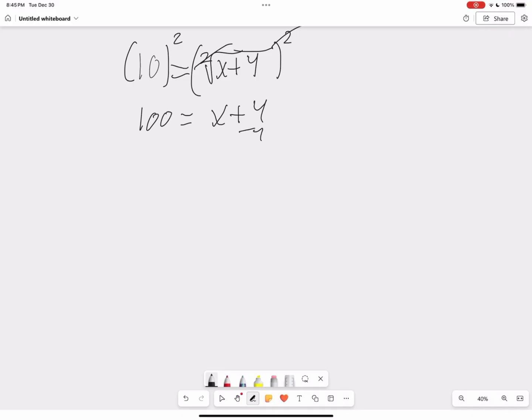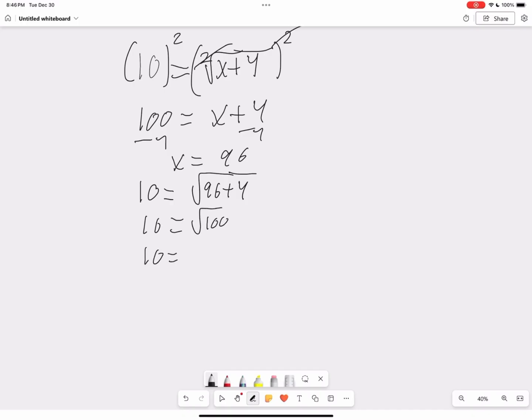If we have 10 equal to the square root of x plus 4, let's solve this by raising both sides to the 2. This cancels, so we get 100 equals x plus 4. Subtracting 4, we get x equals 96. Checking, 10 equals the square root of 96 plus 4, which is the square root of 100, which is 10. So that is correct, and x is equal to 96.